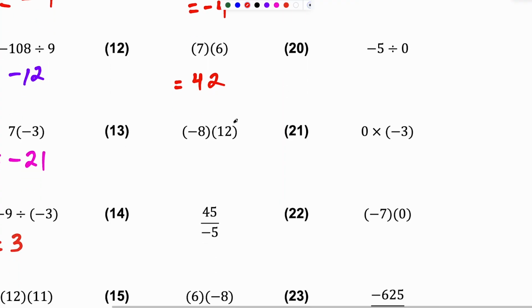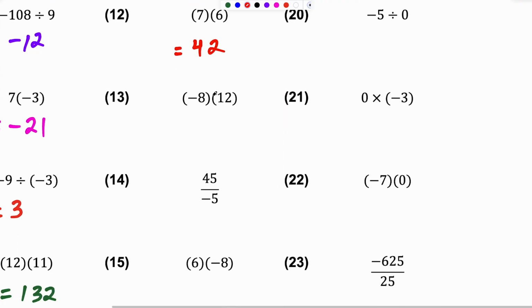Moving on to question 13. So question 13, we have negative 8 times 12. Remember, parentheses means multiply. When you multiply a negative integer by a positive integer, you're going to have a negative product. And then you just have to know that 8 times 12 is 96. If you forget that times table, then on the side, you're going to do long multiplication. You're going to say 8 times 2 is 16, carry the 1. 8 times 1 is 8, plus 1 is 9. So that's where the 96 part is coming from.